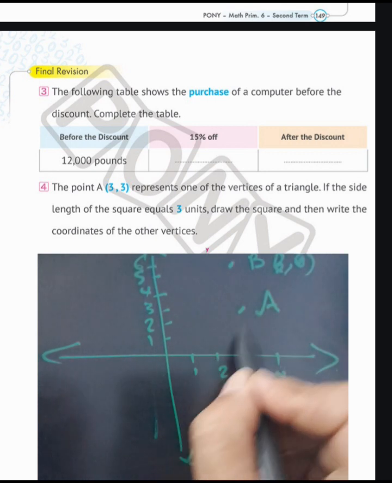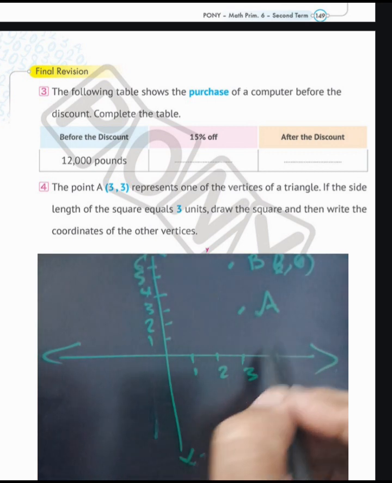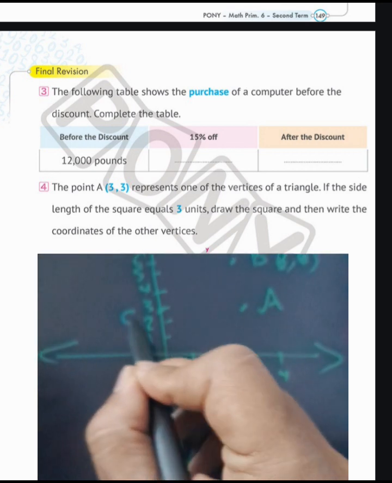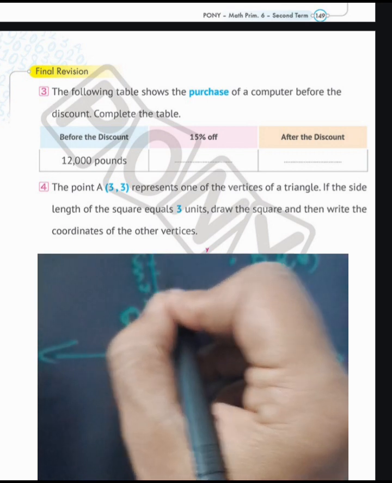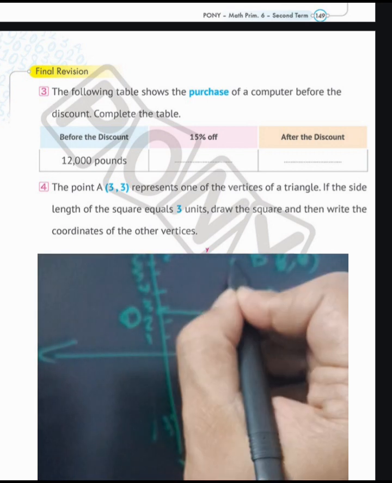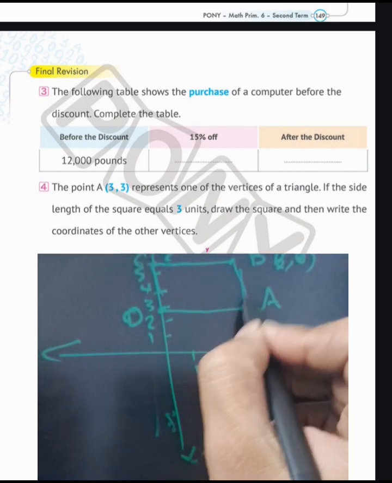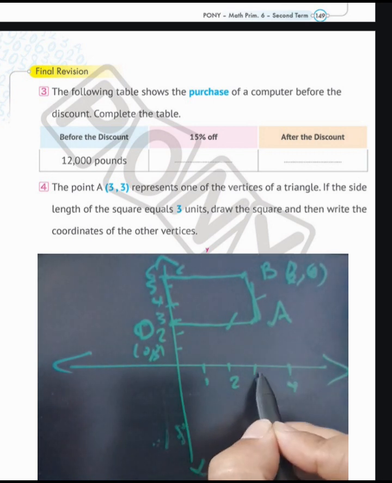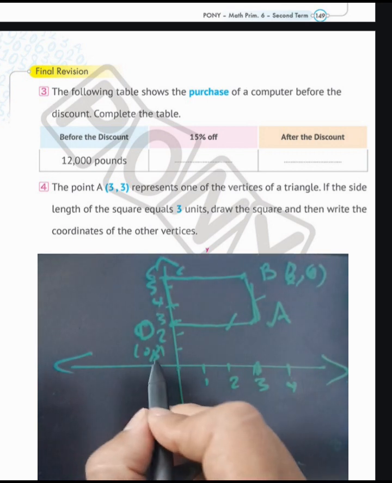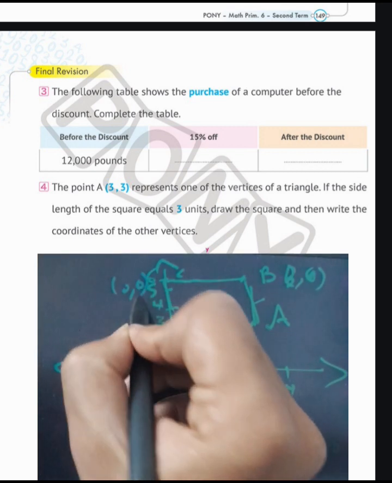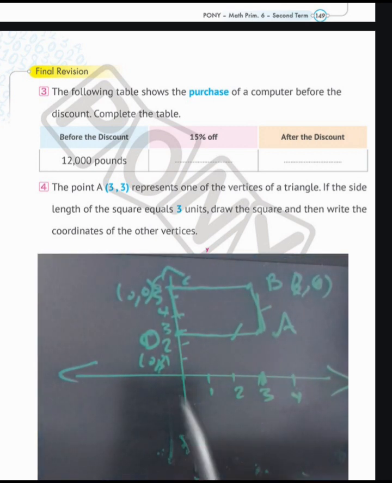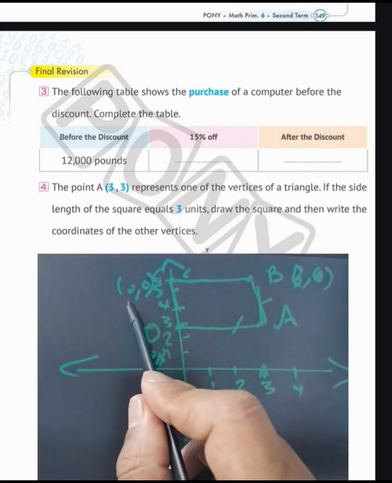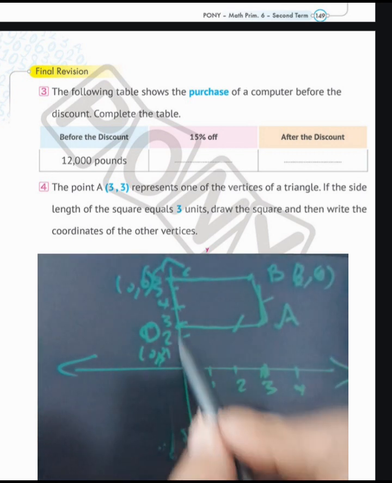And point C, count 3 here: 1, 2, 3. It will be here. Point D and point C here. A, B, C, D, we have a square. The coordinates will be (0, 3). Count with me from 3 to 0. Then the point will be (0, 3), and here (0, 6). Okay, we have the coordinates of point B, it will be (3, 6), and the coordinates of point C was (0, 6), and the coordinates of point D will be (0, 3).